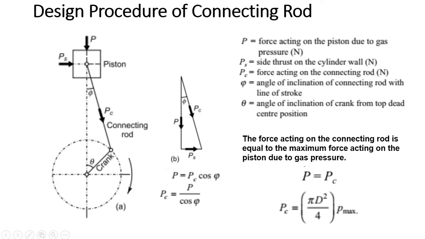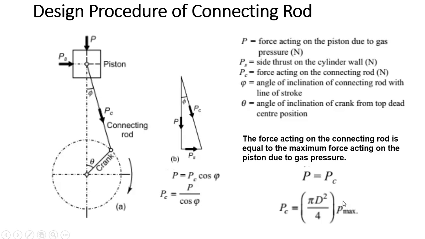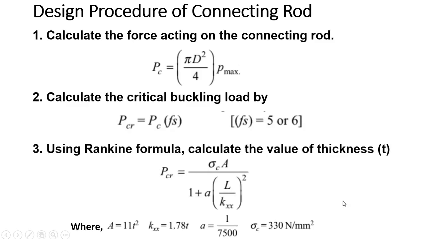So this is the force we want to know. Based on this force relation, now we are going to study the procedure. The first step is to calculate the force acting on the connecting rod. That can be done using the previous relation which we have derived using this force diagram. Then we determine the critical buckling load by taking into consideration the factor of safety. Usually we take a very large factor for this case. This is a very crucial part of the engine, so we require this much factor of safety.